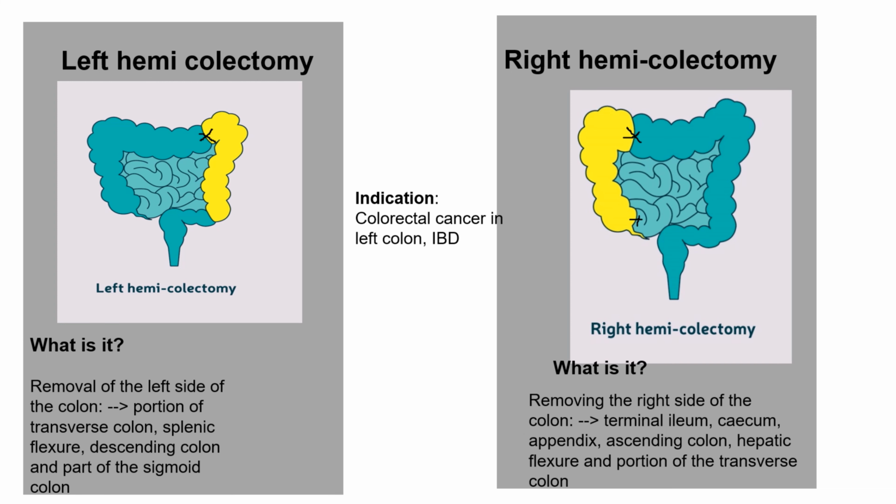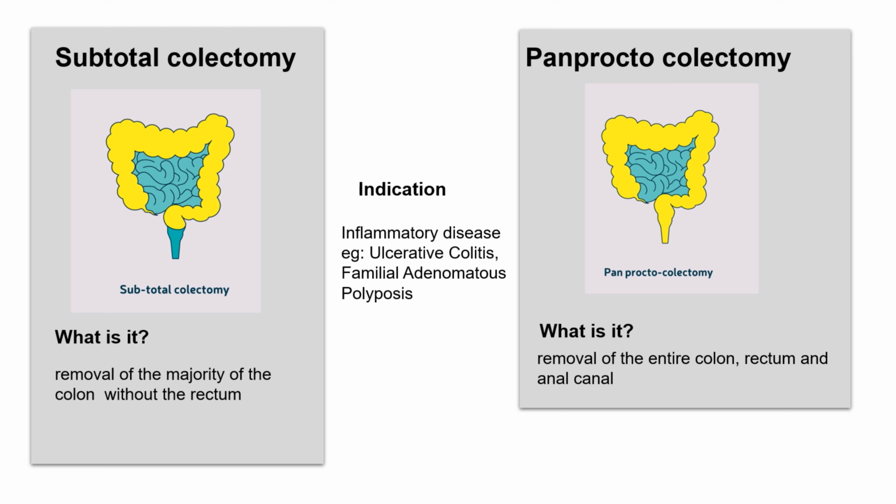Then the next types of colectomies are the subtotal colectomy and a panproctocolectomy. Now, these two are fairly similar. So the subtotal colectomy involves removing the majority part of the colon, but not the rectum and the anal canal. Whereas in a panproctocolectomy, the entire colon, including the rectum and the anal canal, is removed. So the subtotal part highlights that not everything is removed. Whereas pan, in panproctocolectomy, means all, and procto means anus. So the whole colon, including the anus, is removed.